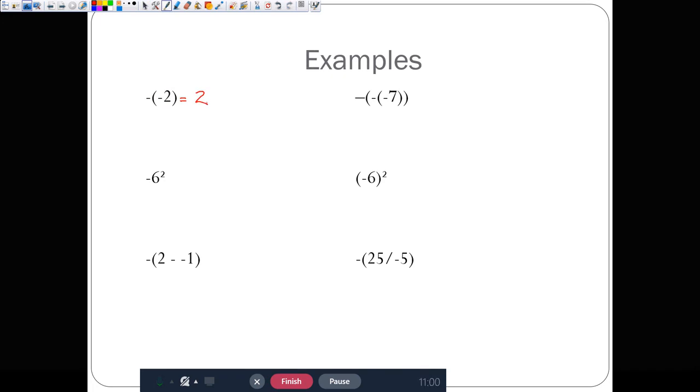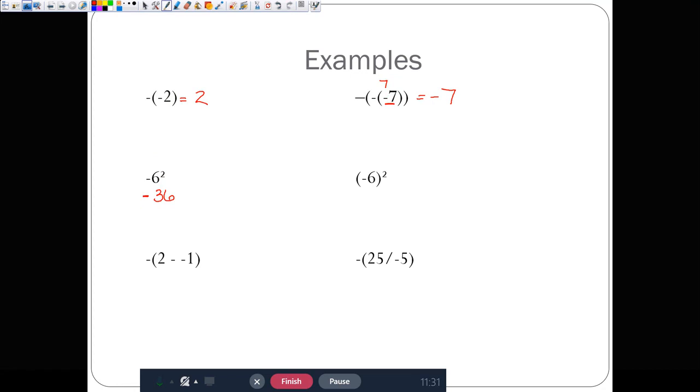2. Okay? Here we have, what is the opposite of -7? 7. But what is the opposite of 7? So -7. Here we could have counted the number of signs, 1, 2, 3, odd, and we know it's going to be negative. Okay, so here, the 6 is being squared, not -6, just the 6, because there's not parentheses. So 6 squared is 36, and the opposite of 36 is -36.